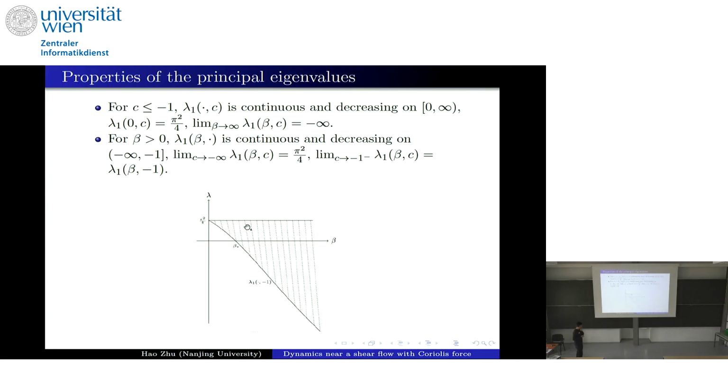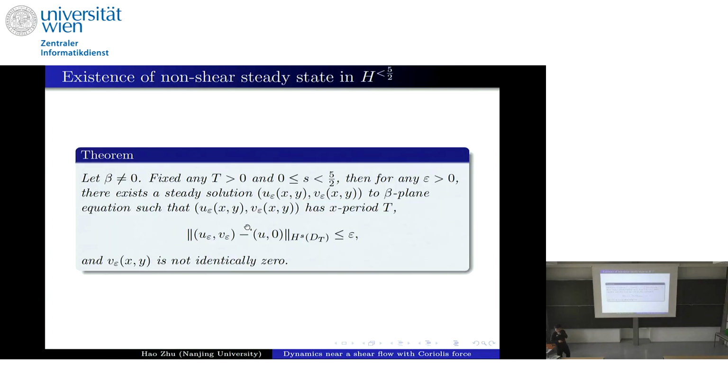And for the proof, the main idea is that if we fix beta, now let c run from -1 to -infinity, then the spectrum will fill such a line, and there is no spectrum in this region. Okay. This is the last one.